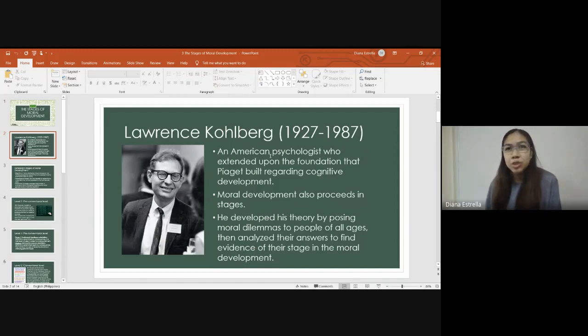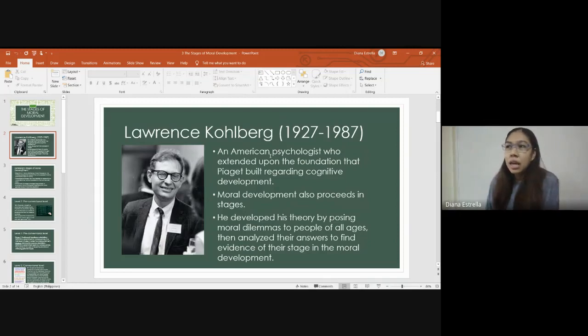Cognitive siya in nature kasi ang focus dito is yung moral reasoning process. Yung paano ka nag-iisip when pagdating sa moralidad, okay? Pagdating sa mga bagay na kung magde-decision ka kung tama o mali ang isang bagay or ang isang action, paano nagpo-proseso yung isip mo? Okay? Paano nagpo-process yung mind mo? So, kaya siya cognitive in nature.